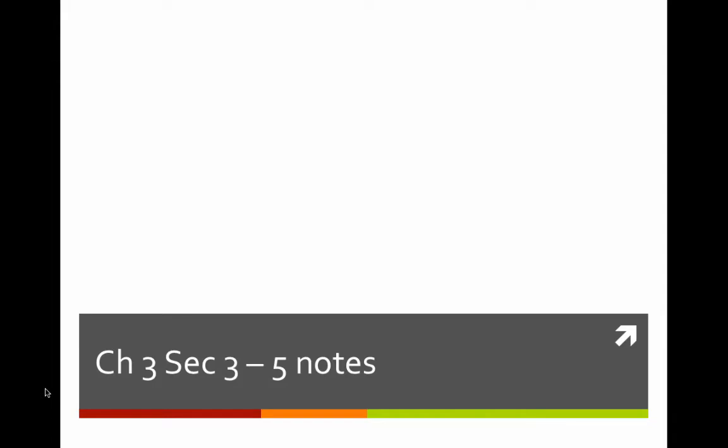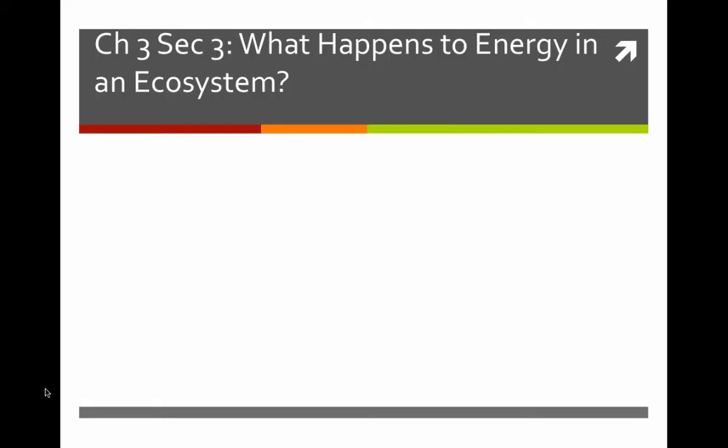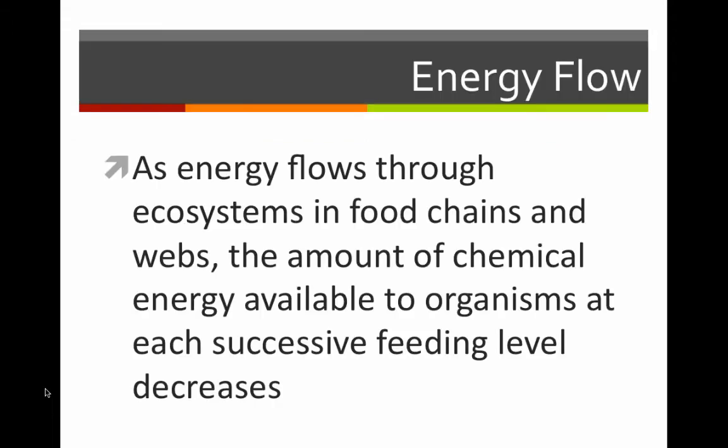Okay, these are your Chapter 3, Section 3 through 5 notes. So Chapter 3, Section 3, what happens to energy in an ecosystem? Well, energy flows through an ecosystem. So as energy flows in the food chains and the food webs and the actual chemical cycles, it goes from one level to the next.